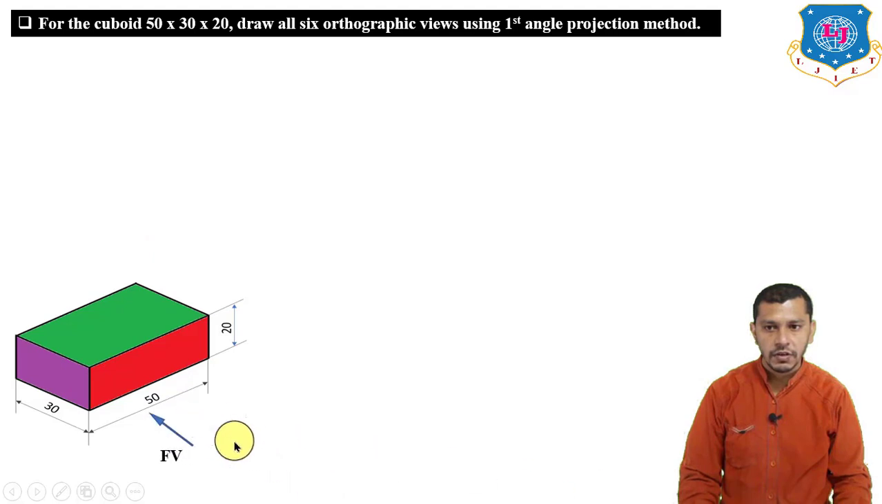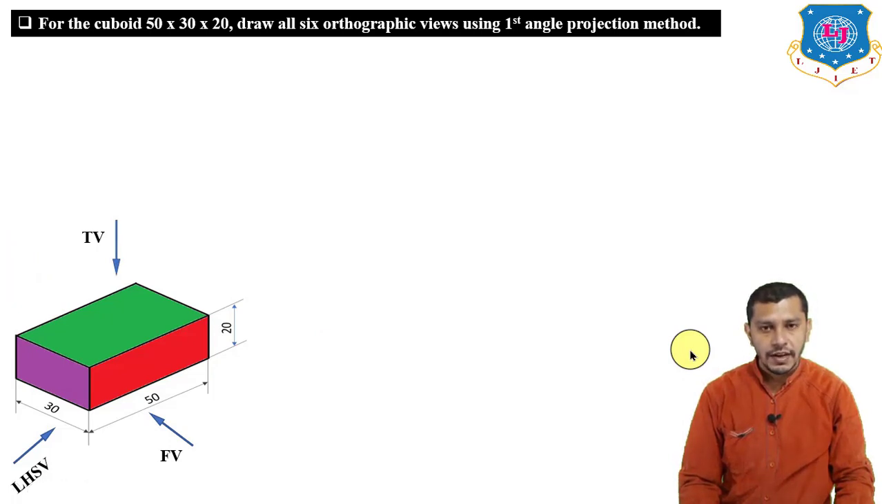So front view is observed from this direction, left hand side view is observed from this direction and top view will be observed from this direction. After drawing the front view, top view and the left hand side view, we will draw the right hand side view observed from this direction, bottom view observed from this direction and the rear view observed from this direction. So let's start with the front view, top view and the left hand side view.